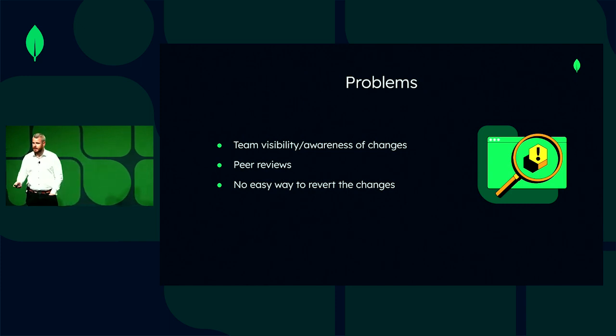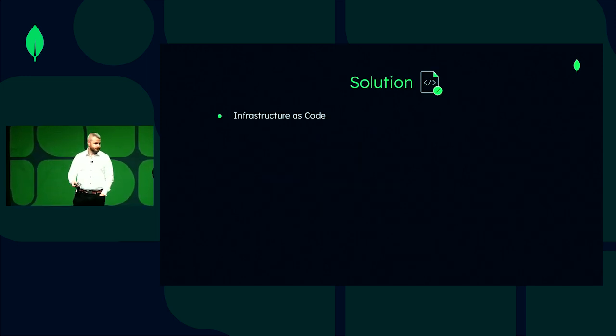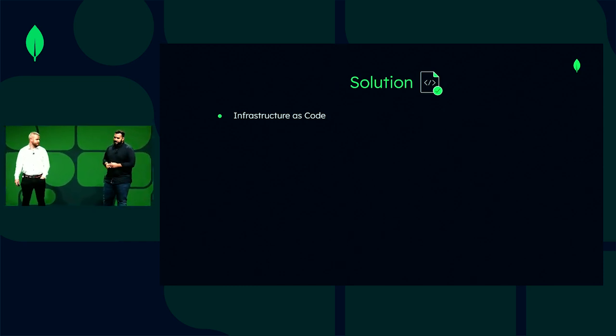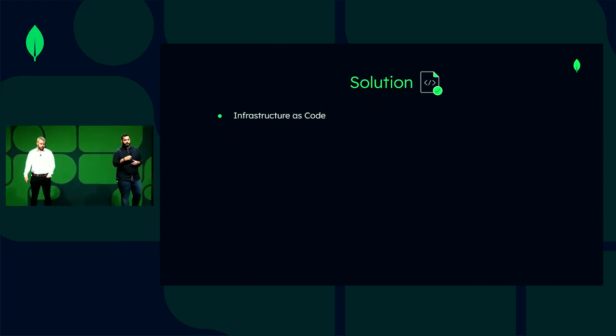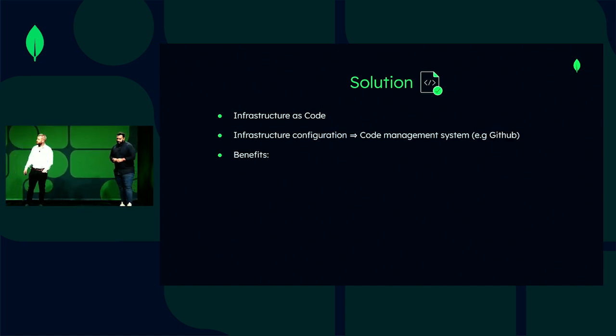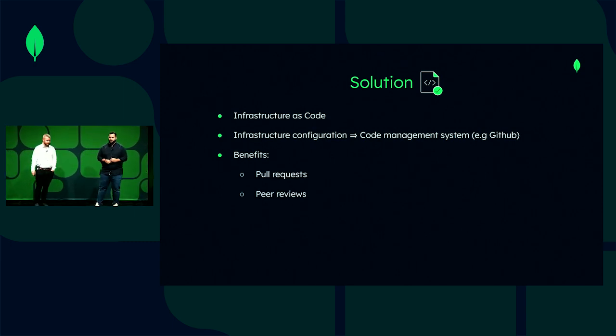Perhaps you've guessed the solution they landed on. It was infrastructure as code. They needed to store their infrastructure configuration in their existing code management systems. Since they were already using GitHub for their project using the database, it seemed like an excellent place to store their configuration files. This had a number of benefits. First off, pull requests that each other could see, peer reviews from other team members, and if they still managed to make conflicting changes, they had an audit log where they could easily revert them.